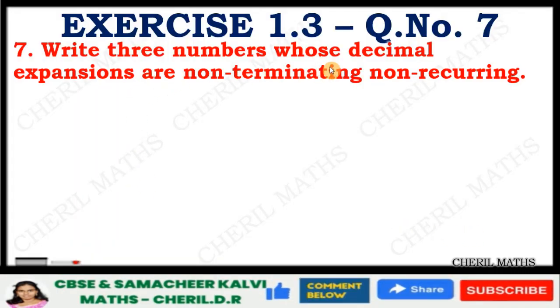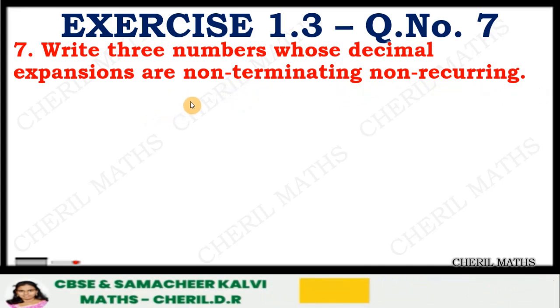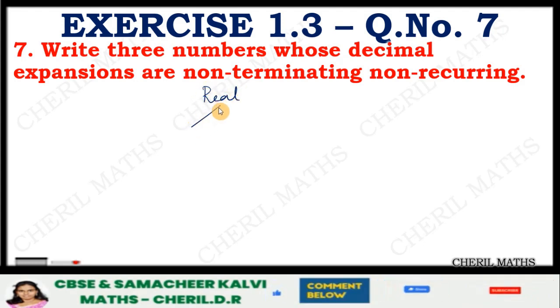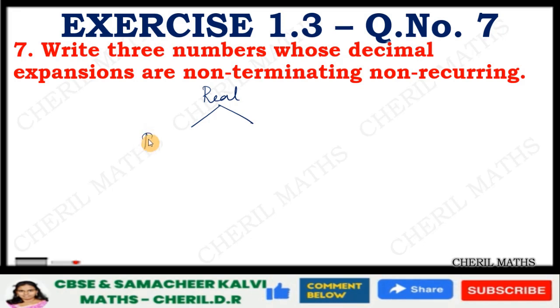Write three numbers whose decimal expansions are non-terminating and non-recurring. We all know about the numbers. You have your real numbers. When you classify real numbers, you have a broader classification called rational numbers and irrational numbers. I've already discussed this in detail in a video previously. Please get back to that video and try to understand if you have any doubt in this.